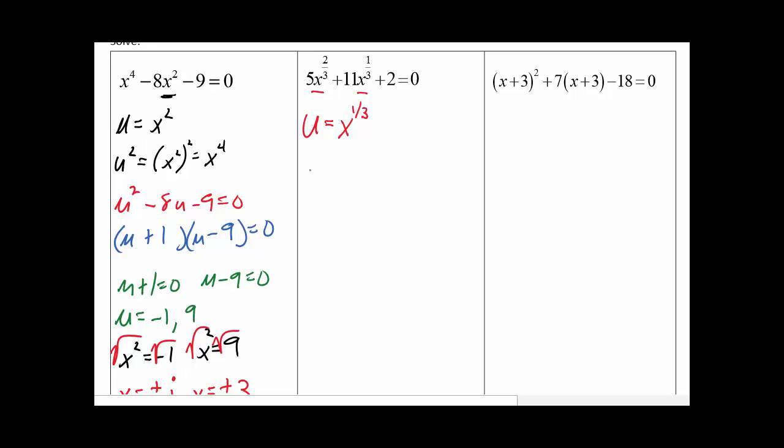And then I want to ask myself, what would u squared look like? Well, if I take x to the 1/3 and I square it, I get x to the 2/3. Okay, so then I want to go back in and replace the x's with the u's. So I get 5u squared plus 11u plus 2. And now I want to try to factor this.